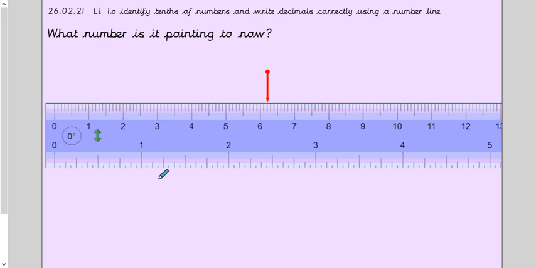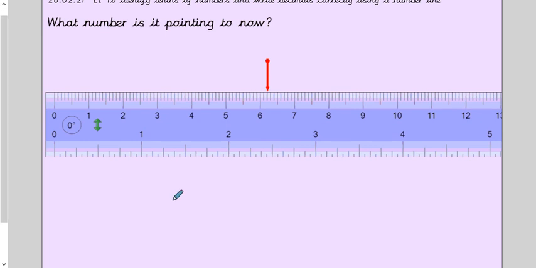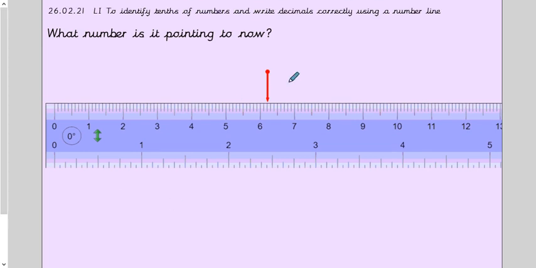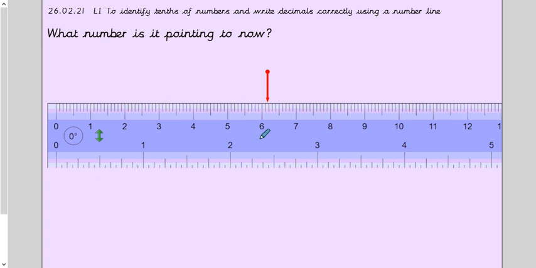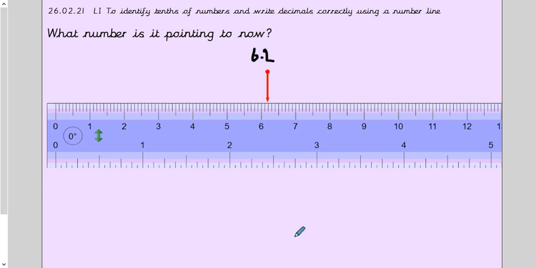So now it's your turn. What number is the arrow pointing to now? Use the ruler to help, use it as a number line. You can see it's on 6. Oh, I didn't mean to move it again, sorry. I think that's where it was. So it's 6.1, 6.2. So this one's 6.2. Sorry if I've moved it. If I did move it and it was 6.3 before, then that's fine as well.